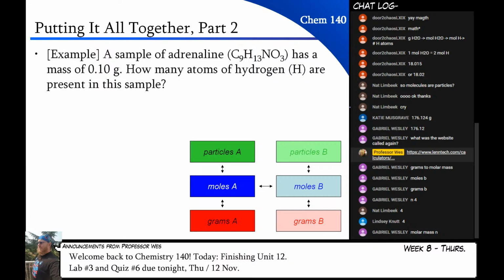All right, let's do another one here. I'm going to give you adrenaline, and I'm going to give you the same 100 milligram sample. How many atoms of hydrogen are in the sample of adrenaline? So this is the water problem that we did earlier. But this time, I'm going to have you do it. So what I want you to do is on the little chart here, figure out where you're starting at, figure out where you're going, and then convert your answer to the correct units along the way.